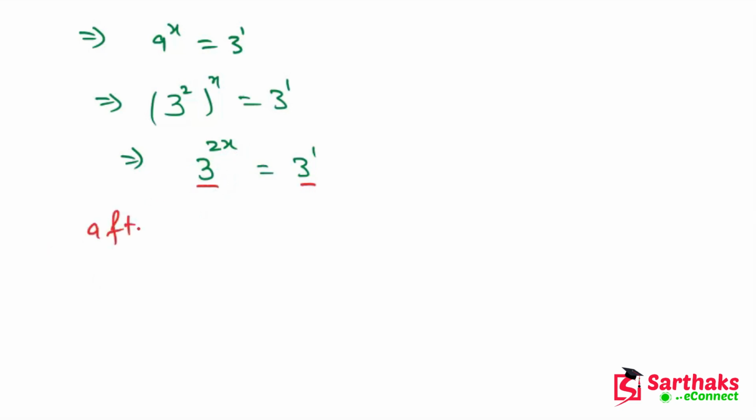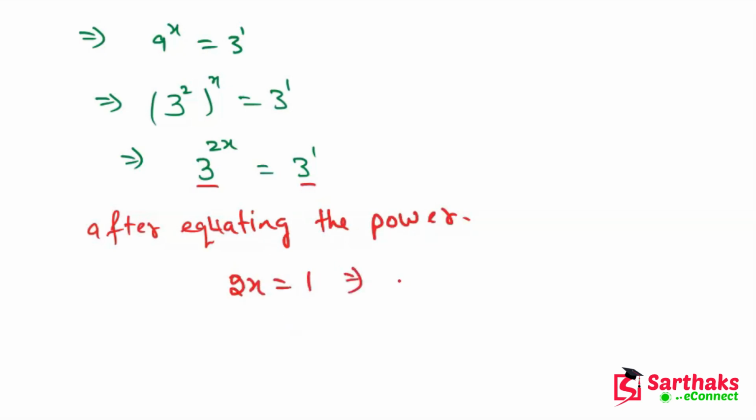So after equating the power, we get 2x = 1, which gives x = 1/2. So we have x is what? x = 1/2. So this is the answer.